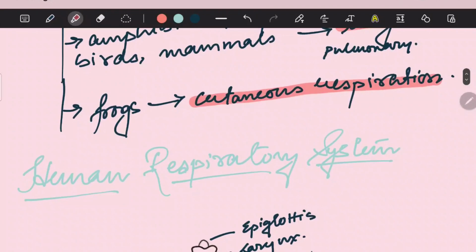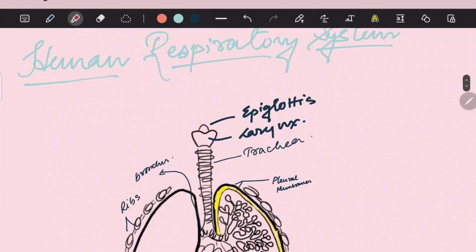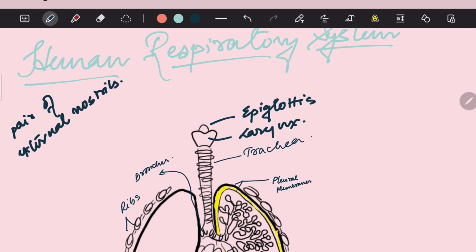Now, once we have known about the different respiratory systems, how does that work? What is it that actually helps the organisms in their respiration? Let us move to the actual topic of discussion in this video, that is the human respiratory system. The human respiratory system starts from the outside and goes to its extreme end, that is the alveoli. The external part is the pair of external nostrils, which are openings above our upper lips.